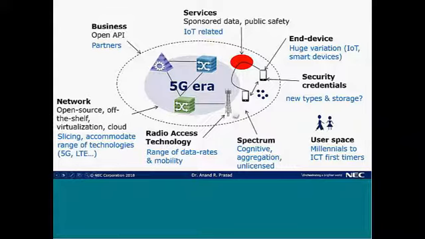We have to have cognitive radio aggregation and use of unlicensed bands, and different kinds of devices as well, which also means that we could have different kinds of security credentials, and we have to think about different kinds of storage of these security credentials. As we go into 5G, we talk about millennials who understand security, and ICT first-timers who don't understand security and privacy at all. All these things have security issues.